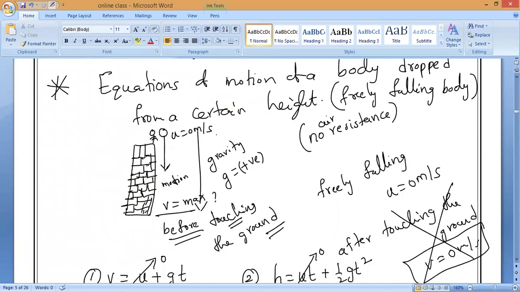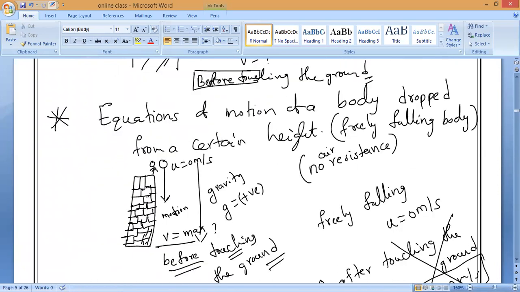So these are the 4 equations. For which case, are you ready? For equations of motion of a body dropped from a certain height. Freely falling body. All of you write it. That is what a freely falling body is.